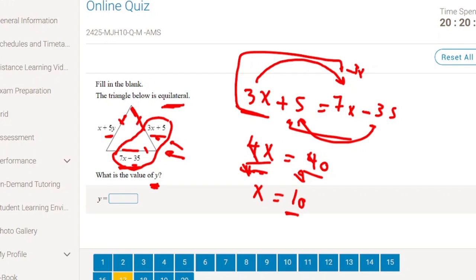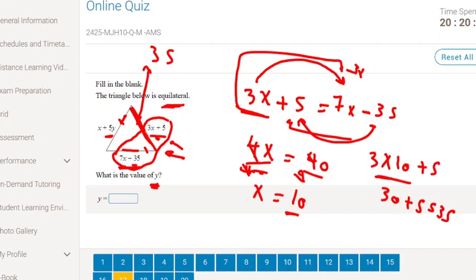Let's substitute x in this side, so 3 multiplied by 10 plus 5, so here it will be 30 plus 5 equal to 35. So this side is 35, right? So that means this side also will be 35. Let's substitute x in this equation. I have 7 multiplied by 10 minus 35. So this will be 70 minus 35. It will be 35 also. So the same side here will be equal to 35.